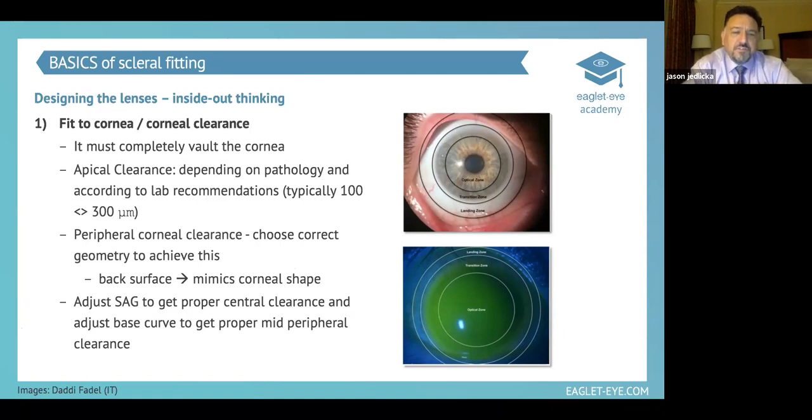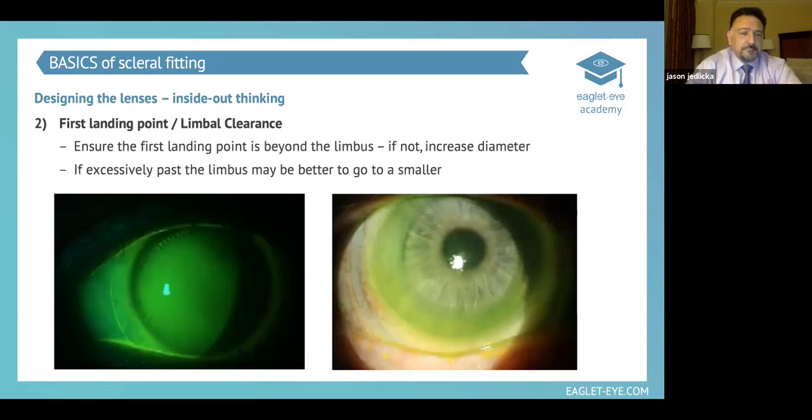So again, as we fit a lens, we want to completely fit to the cornea, get corneal clearance, completely vault the cornea, whatever that desired amount is. And if we put a lens on the eye that's inadequate vaulting or excessive vaulting, we simply can change to a lens with more or less sag.